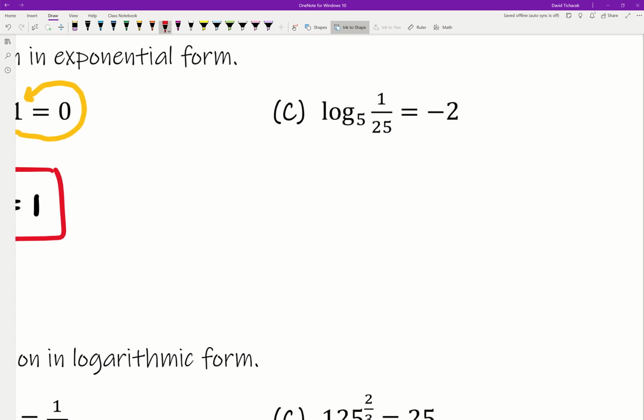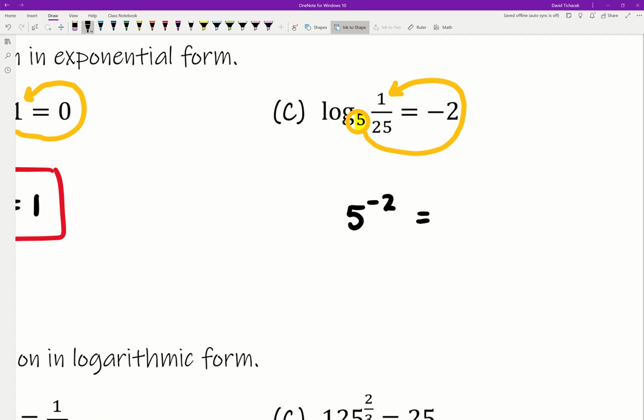Okay, another logarithm statement here. So we have here a base of 5 to our logarithm. We're going to loop this around to translate. So 5 to the power of negative 2 is equal to the fraction 1 over 25. So this would be a demonstration of the negative exponent rule.